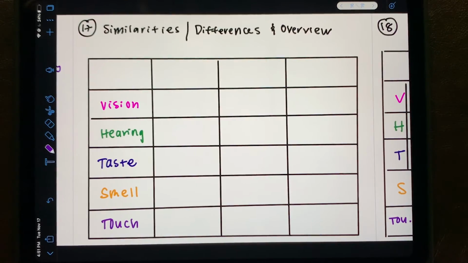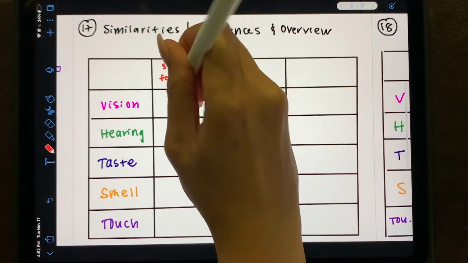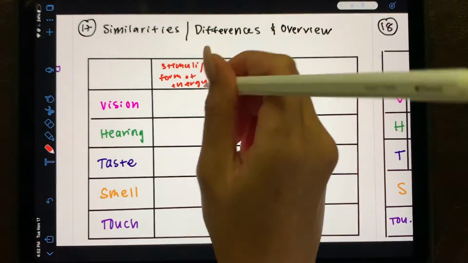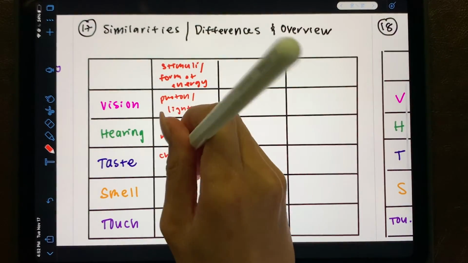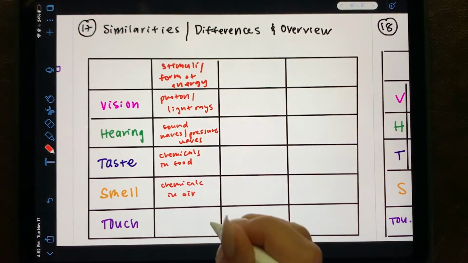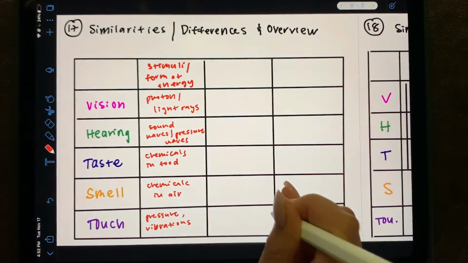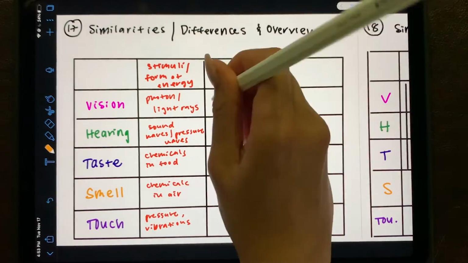Now let's see if we can draw some similarities and differences when comparing all of the systems. So, going down the list, let's first compare stimuli and forms of energy. For vision, they take forms of energy in photons and light rays. For hearing, we have sound waves and pressure waves. Taste is chemicals in the food that we eat. For smell, it's chemicals in the air that we breathe. And touch, it's pressure, vibrations, light touch, and itch, etc.